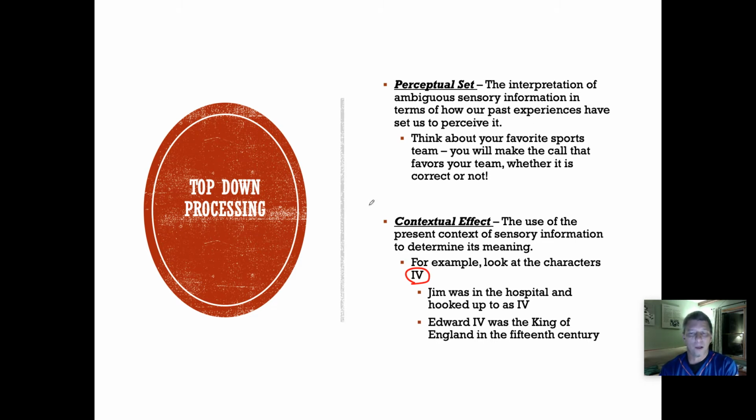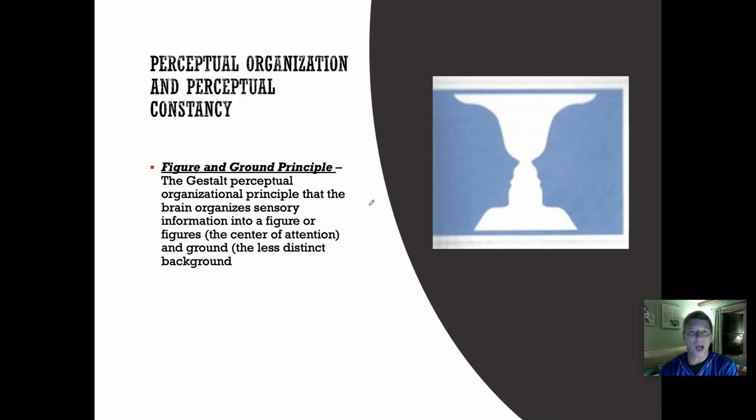But again, when you read the first sentence, you're looking at those symbols as letters, I and V. When you read the second sentence, you're looking at them as a Roman numeral, 4.